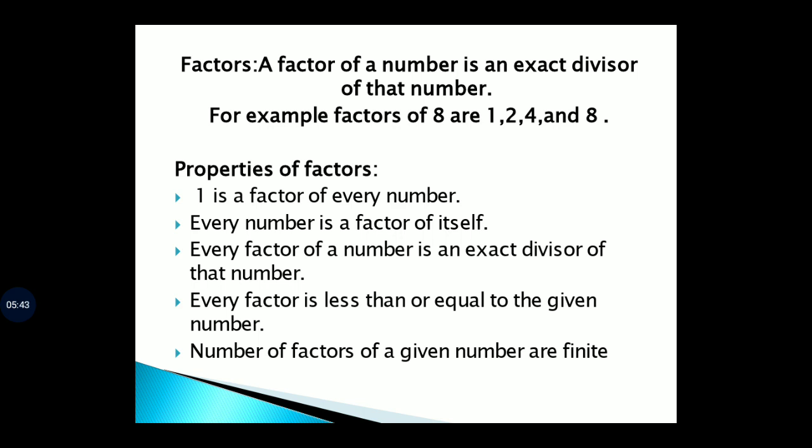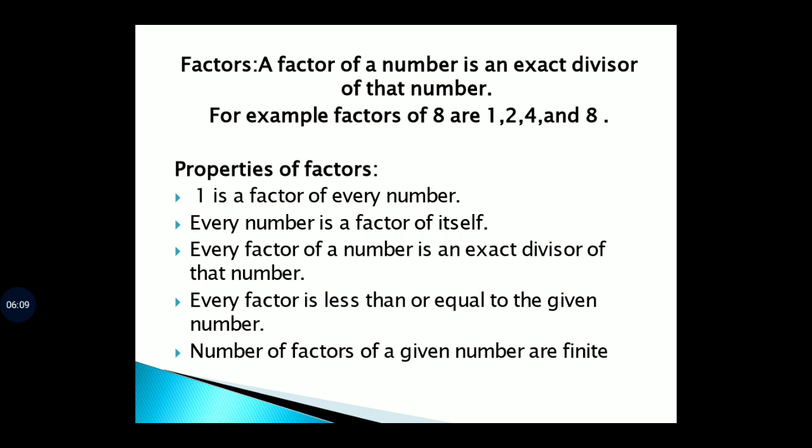Next one, every factor is less than or equal to the given number. That means the number is 8, and its factors are less than or equal to it. Here 1, 2 and 4 are less than 8, and 8 is equal to 8. That means the factors will be less than or equal to 8.